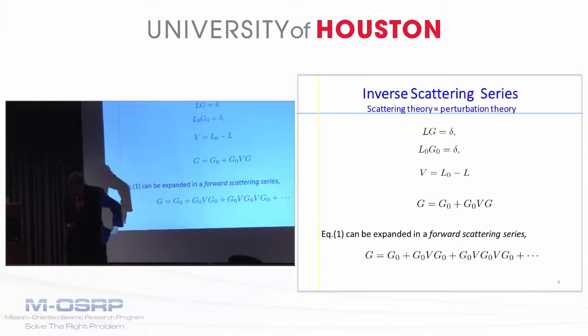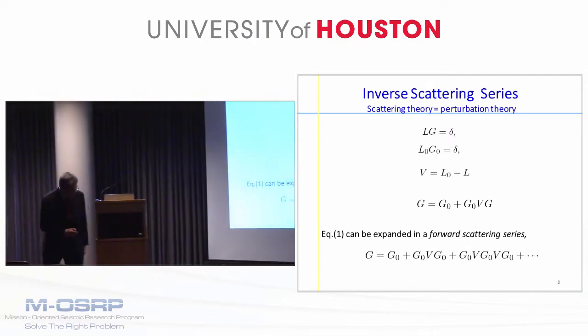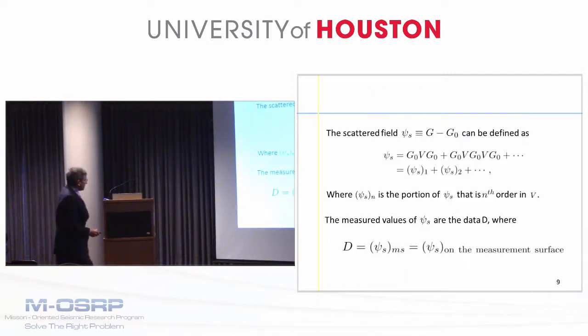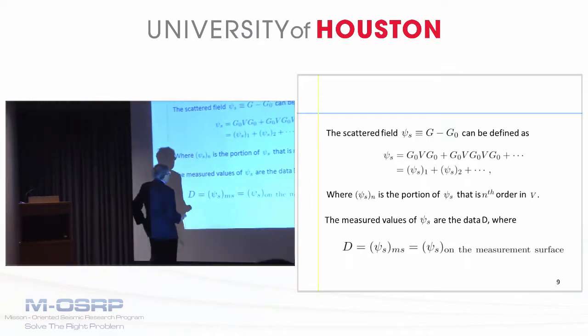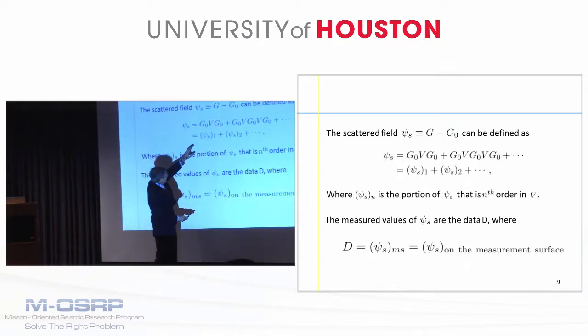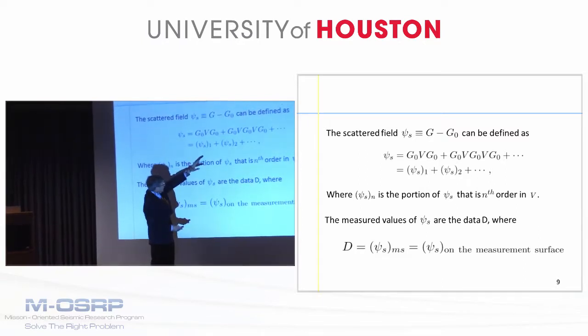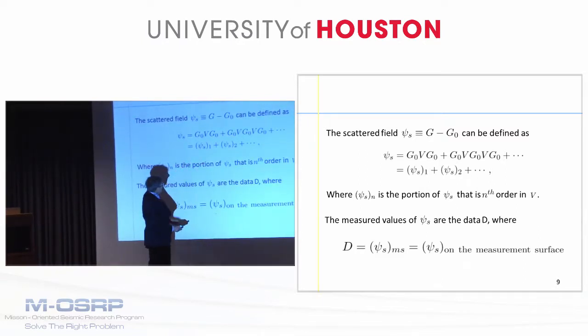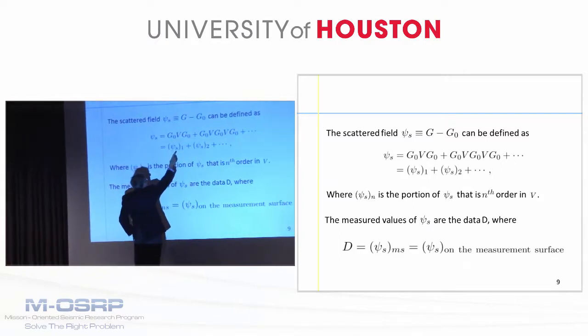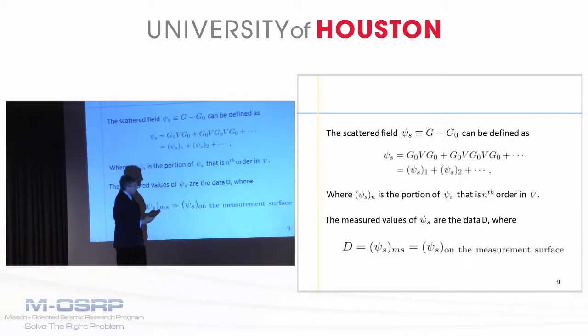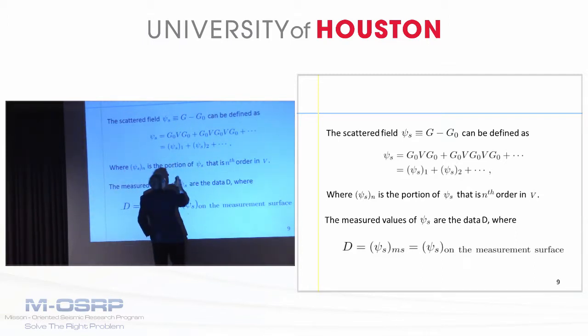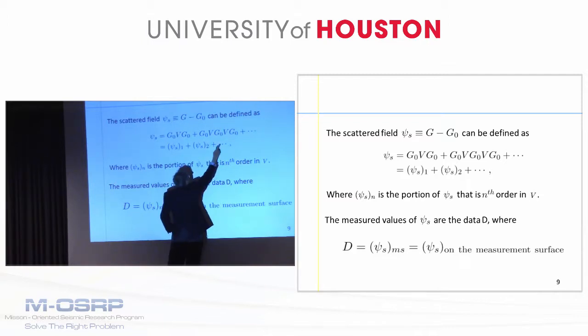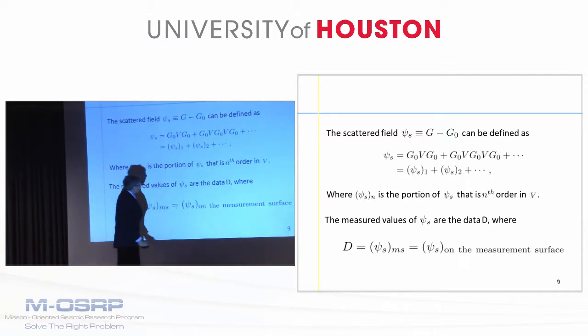Okay, so that's a modeling machine. The scattered wave, which we call G minus G0, is some kind of series, you could say order by order in V or VG0. We can call this first term the portion of the scattered wave that's linear in V, or VG0, yes? This is the portion of the scattered wave that's quadratic in VG0, and so on, yes?